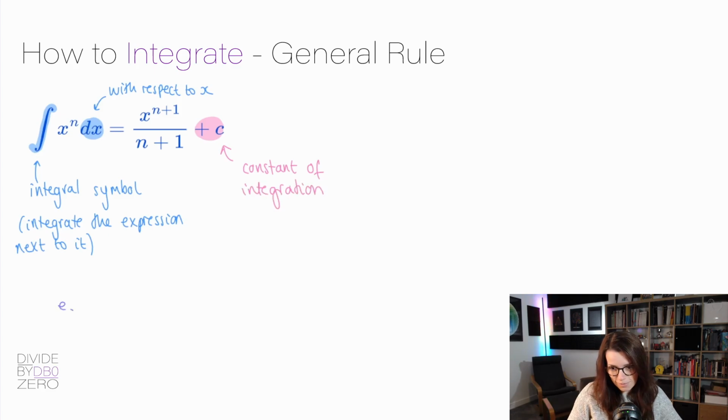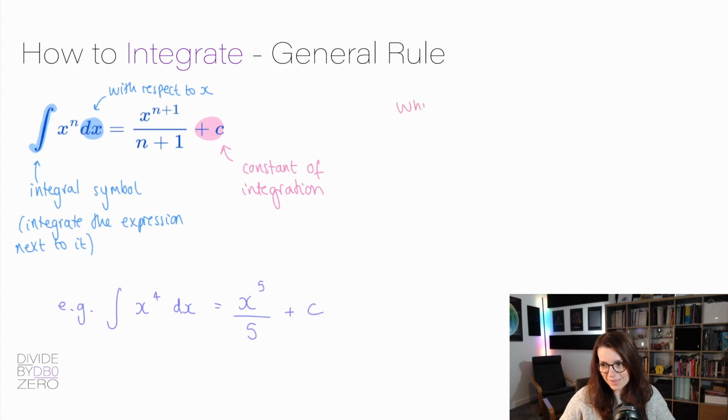As a basic example, let's try to integrate x to the power of 4 with respect to x. According to the rule, we'll need to add 1 to the power, so make it x to the power of 5, and then divide by the new power 5 plus c. Now that constant of integration plus c is really important to put on the end. If you forget it in an exam question, you will lose a mark.